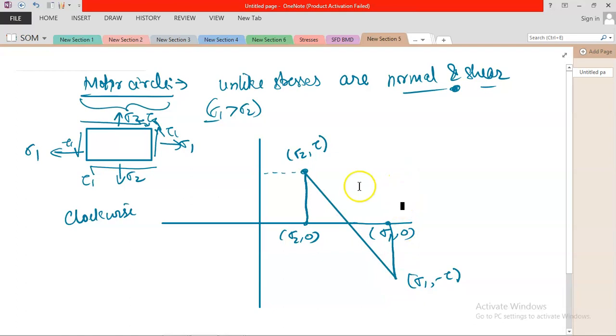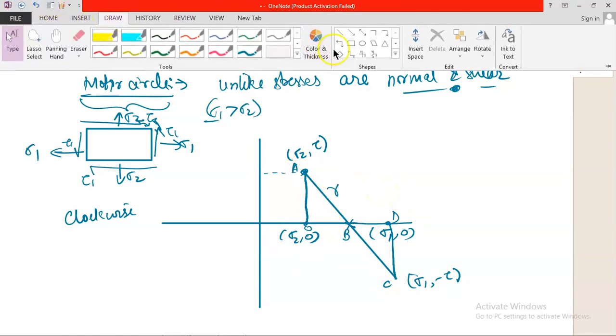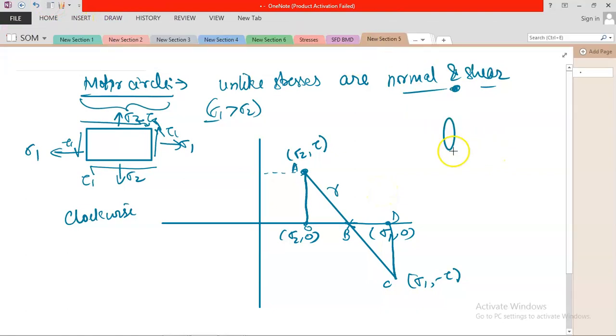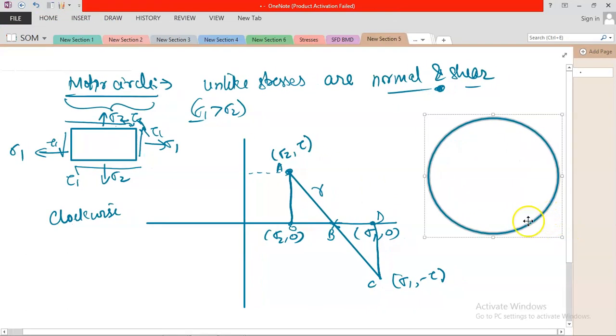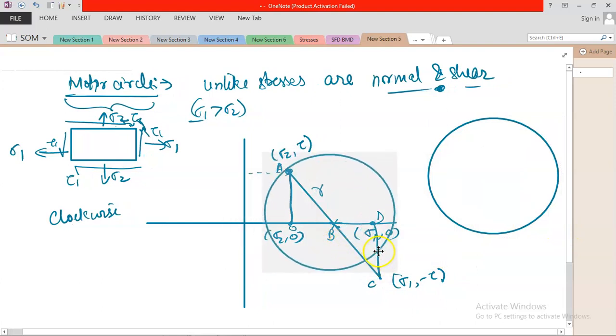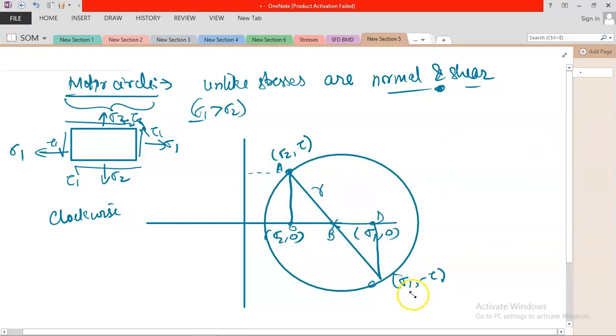Okay, this is your line in between. This is the center of the circle. So let us suppose this is point O, this is point A, this is point B, this is point C. Now this is the center of the circle, and this is your radius. Draw a circle with respect to this. So this is your circle.